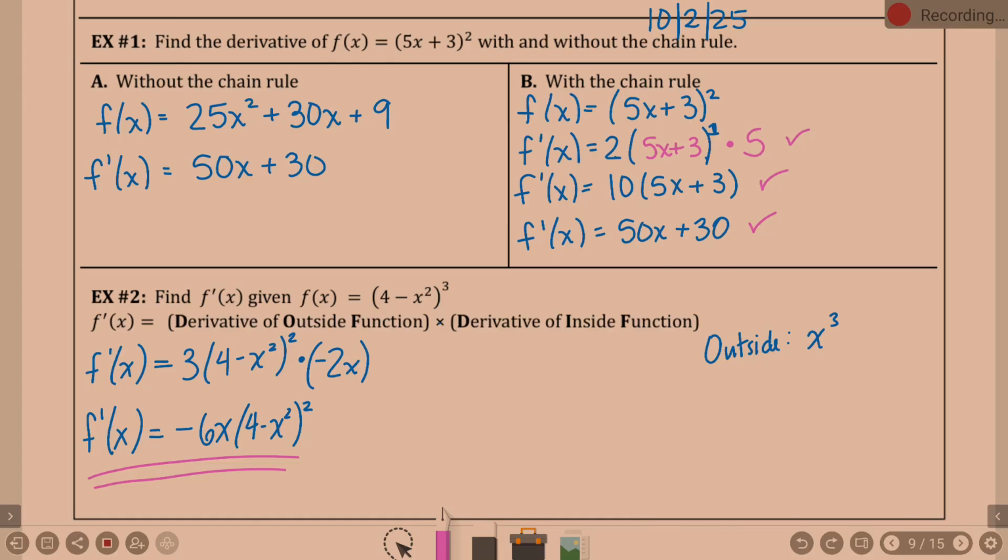Okay, I guess the one other thing, not that I really have to, but the outside was x cubed. And I was going to write down, the inside was 4 minus x squared. Okay.